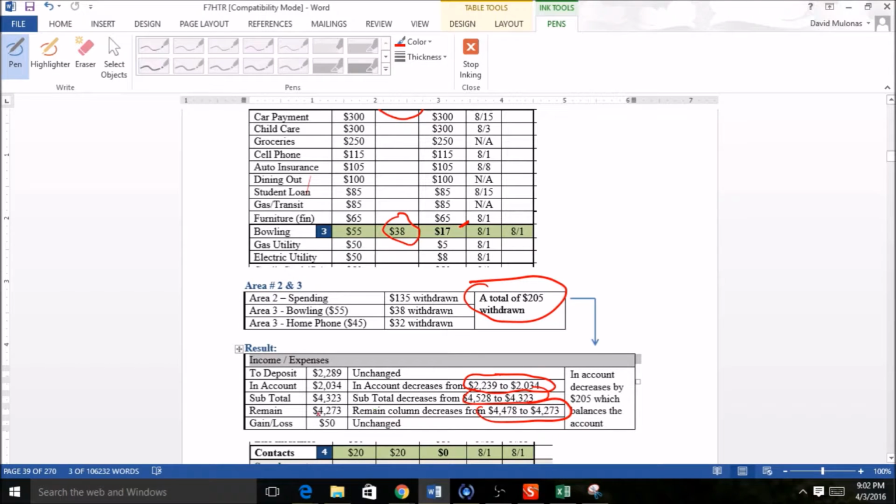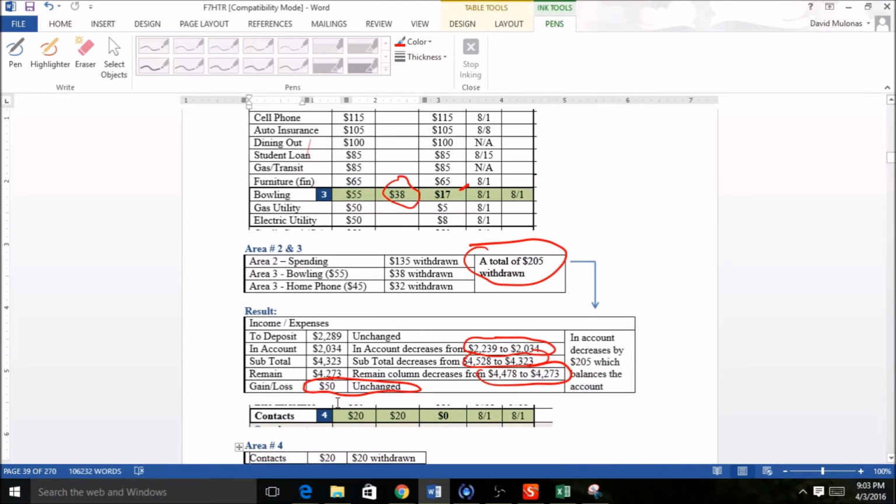But here's the thing. We talk about being balanced. So when we have expenses coming out, we have it coming out of the in account, right? So expenses minus income equals 0. And again, notice that this $50 here remains unchanged because we haven't had any increase or decrease over and above the amounts that we projected for this month's budget for Jasper.